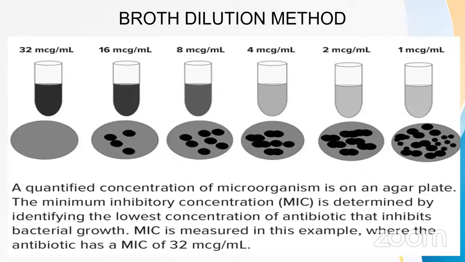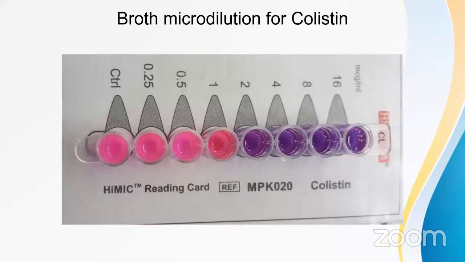So this is the broth dilution method. In this, a quantified concentration of microorganism is put in each tube. The minimum inhibitory concentration is determined by identifying the lowest concentration of antibiotic inhibiting the growth. So here you can see the MIC is 32 mcg per ml.